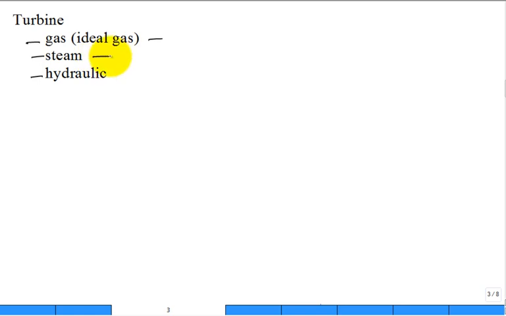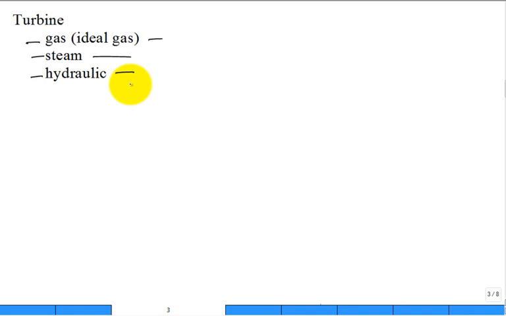A steam turbine would be in a power plant that burns maybe coal to boil water and produce steam. That steam flows through pipes to the steam turbine, and passes through the steam turbine to produce power. And a hydraulic turbine is one where you have a dam. You back up a lot of water, and it's all liquid water going through. They call it a hydraulic turbine because the liquid water isn't changing phase, it's staying liquid.